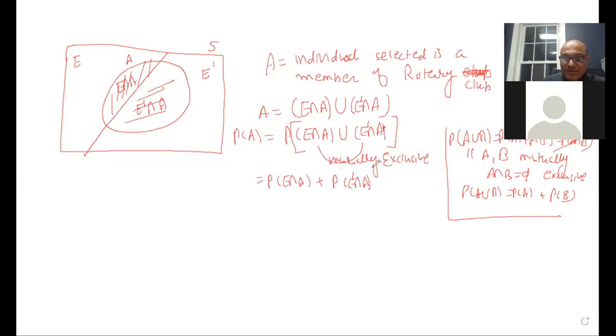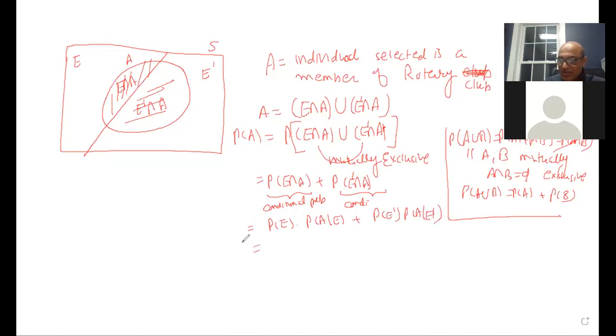Intersection A. Okay. So E dash intersection A, because mutually exclusive. But this event, E intersection A, this is the conditional probability, article 2.6. So I can write this as probability of E and probability of A given E, plus probability of E dash and probability of A given E dash.